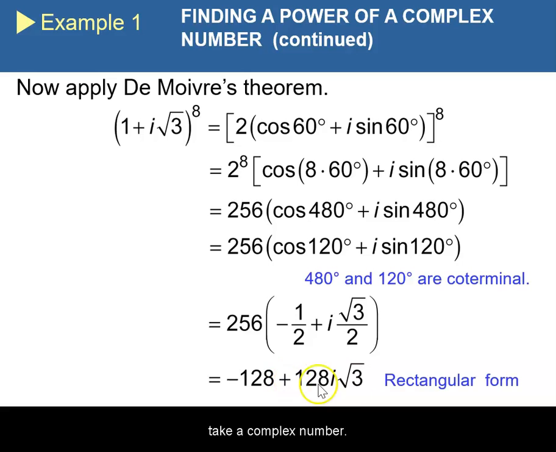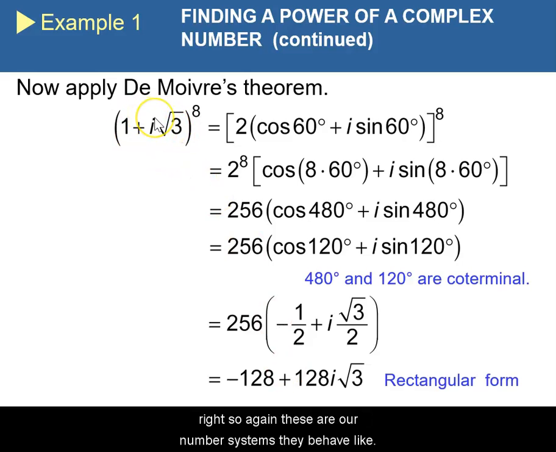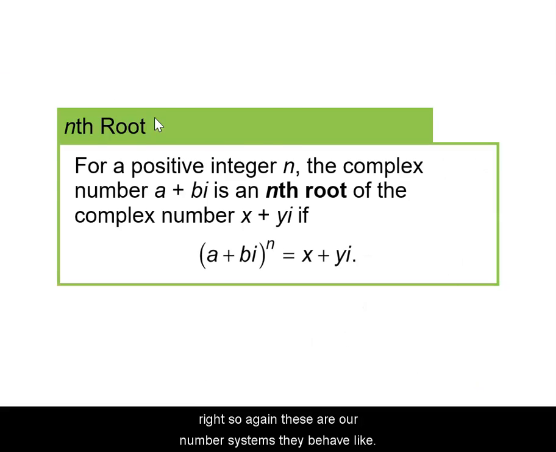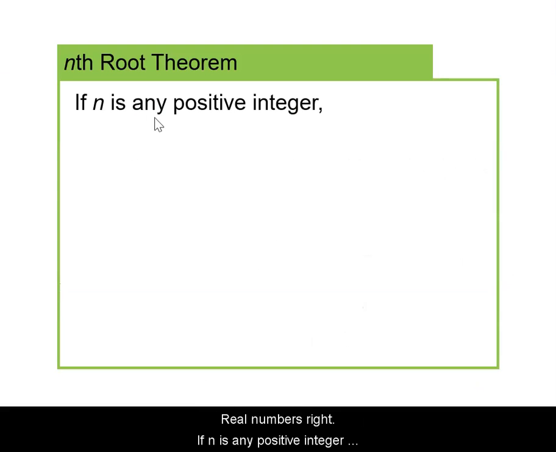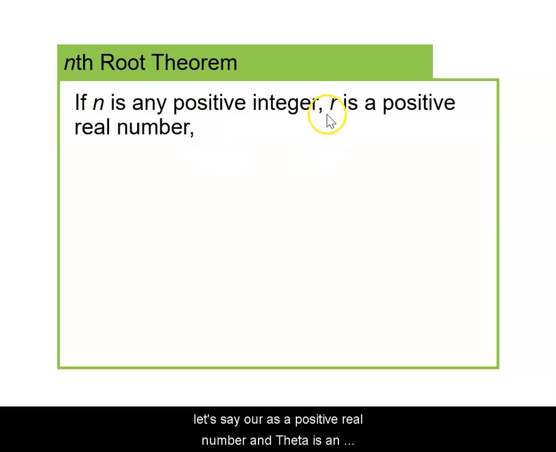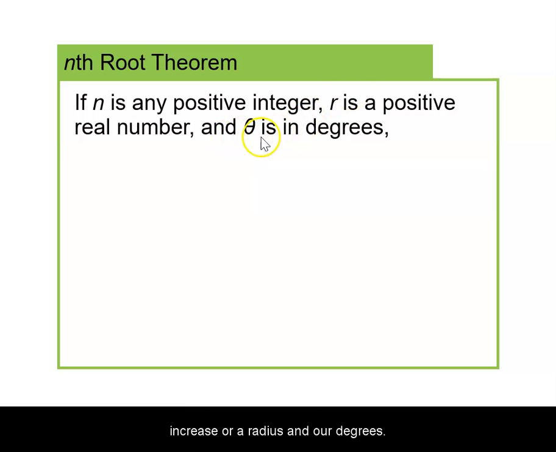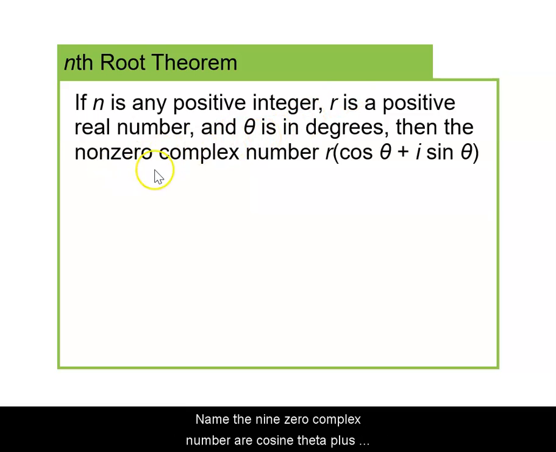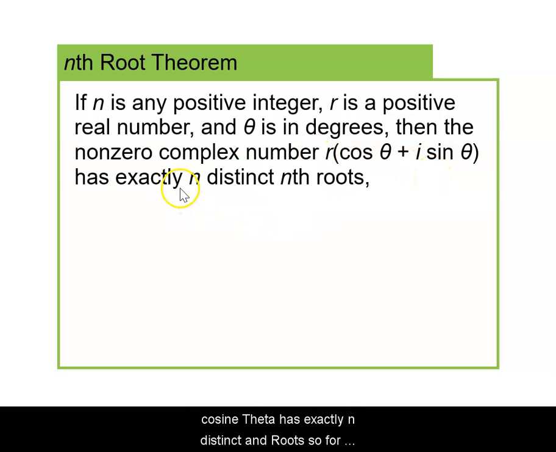I can also take a complex number and take the 8th root of that, or any square root, really any root, and come out with another complex number, right? So again, these are our number systems. They behave like real numbers. If n is any positive integer, let's say r is a positive real number and theta is in degrees, so our radius and our degrees, then the non-zero complex number r(cosine theta plus i sine theta) has exactly n distinct nth roots.